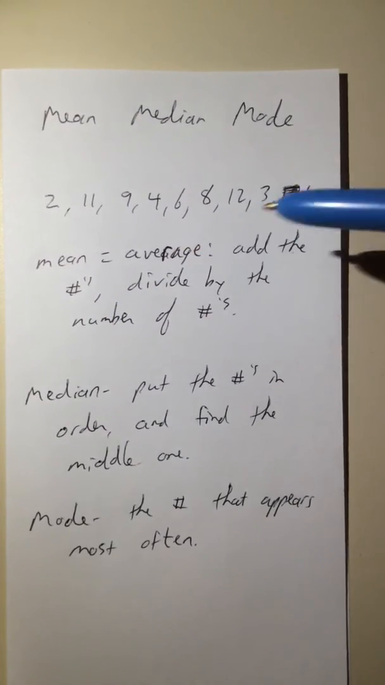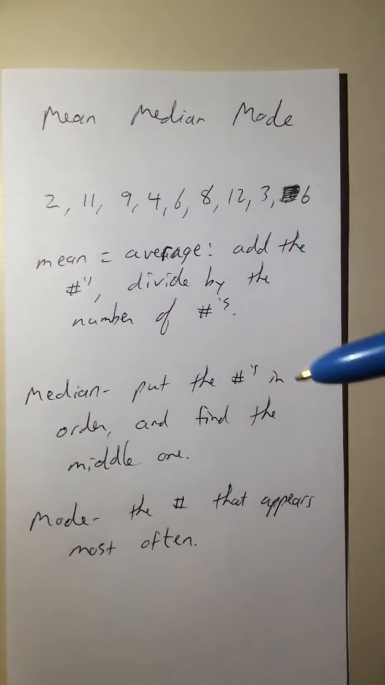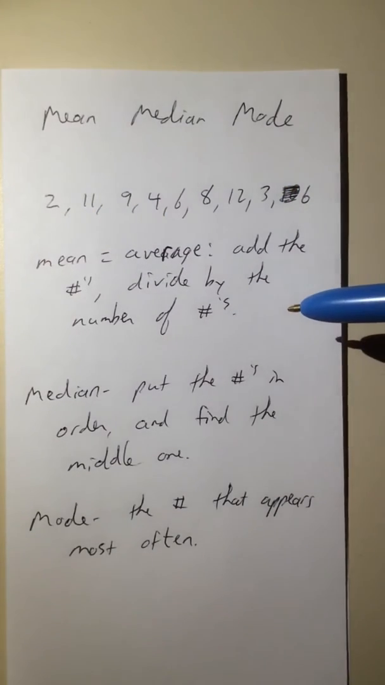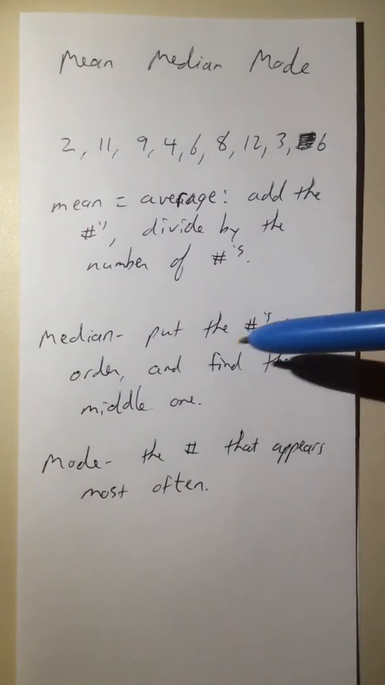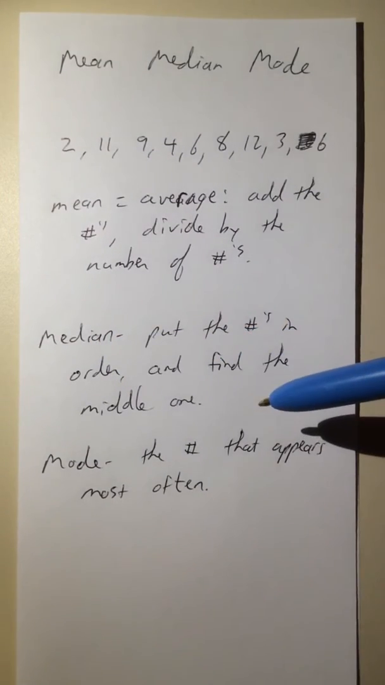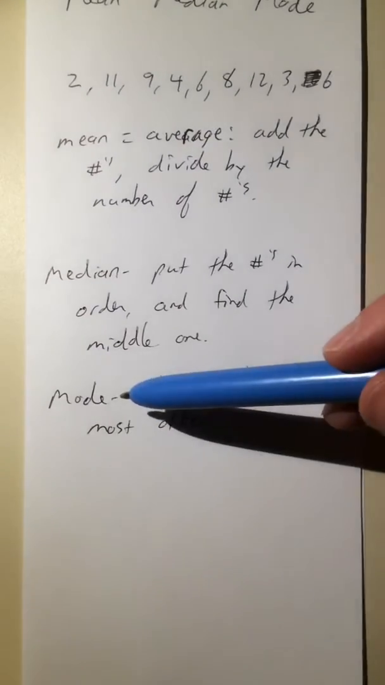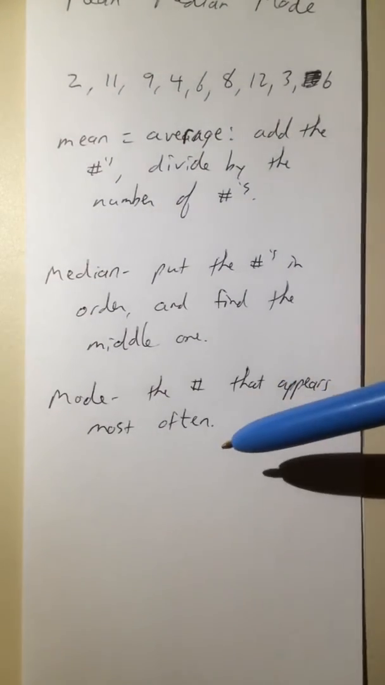Mean is the same as the average, and that means add up all the numbers, divide by the number of numbers. So in this case, we got 9 numbers. We're going to add up all 9, and then at the end, divide by 9. Median means put them all in order, then find the one in the middle, unless there's 2, that's our second example. And remember, the mode is the number that appears most often.